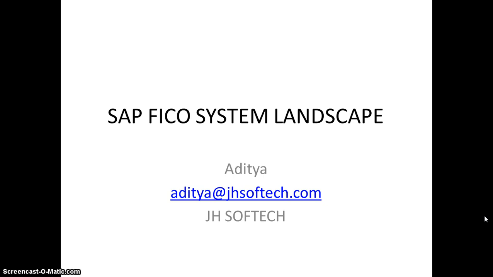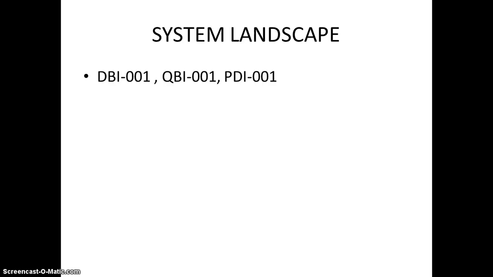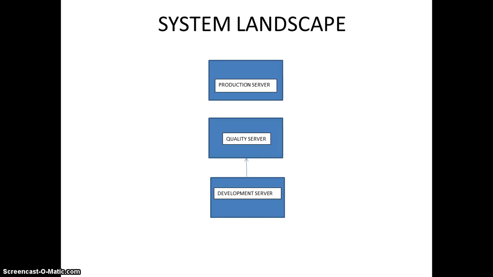Let's go ahead and see the typical system landscape which we normally have. A typical landscape will have a database server, development server, quality server and production server. These are the three main servers that we normally use in real time. In addition to this, we also have something called a pre-production server, which we will come across in the next module. So basically every project in real time will have a development server, quality server and production server.